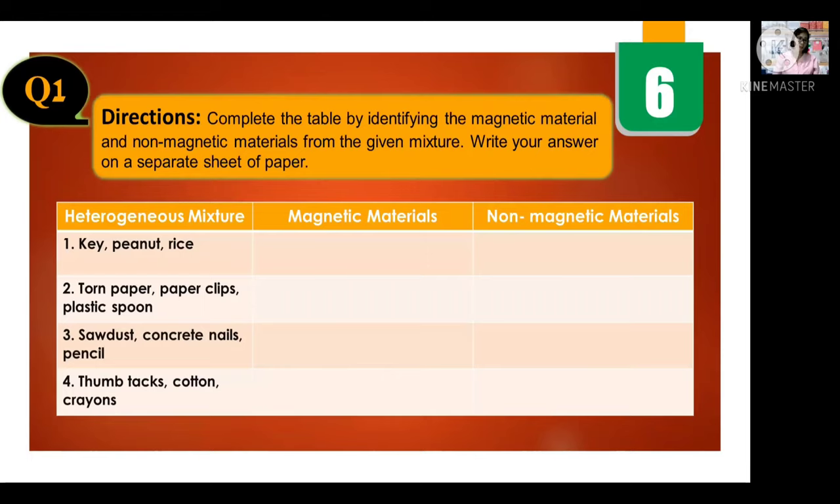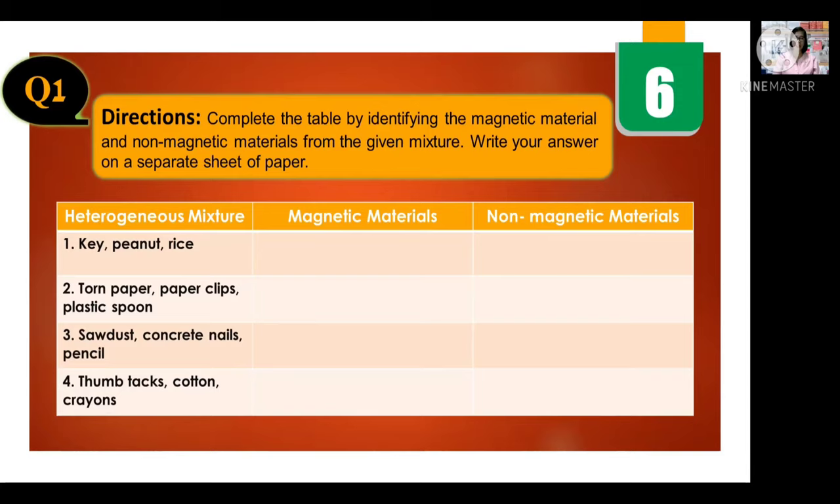Before going to the main topic, let us answer some exercises. Complete the table by identifying the magnetic materials and non-magnetic materials from the given mixture. Write your answer on a separate sheet of paper. So we have here heterogeneous mixture, magnetic materials, and non-magnetic materials.